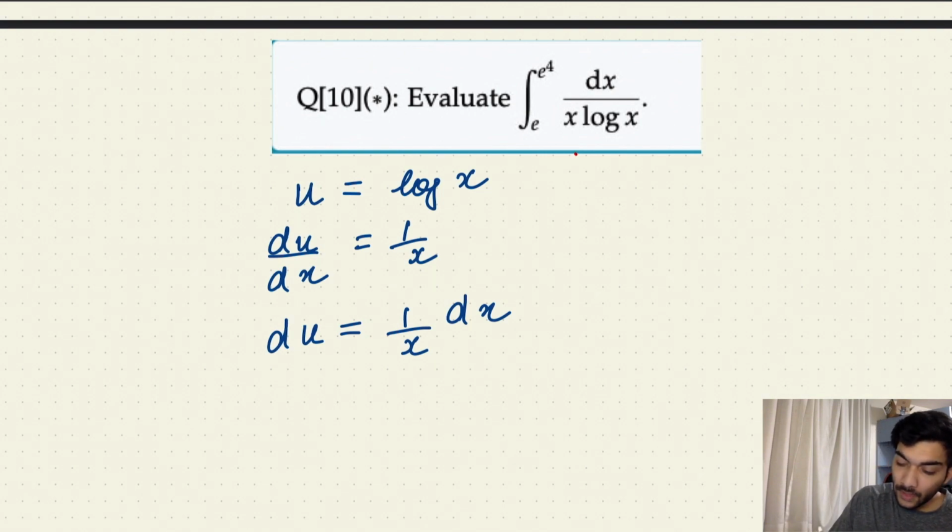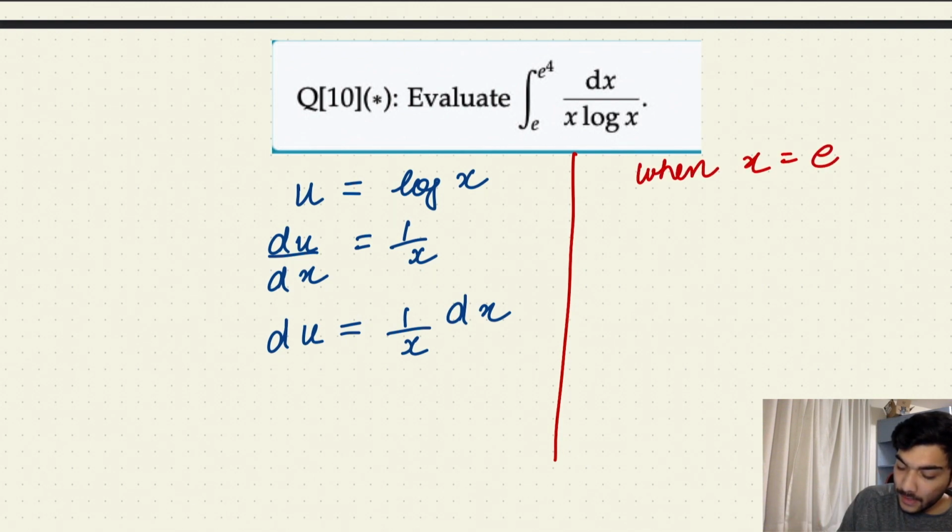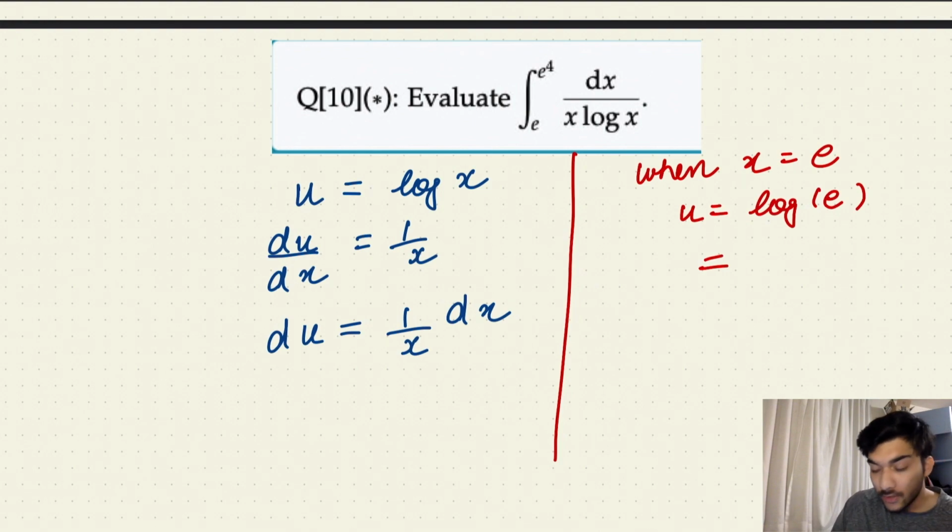So if we have to convert our endpoints, since our endpoints in this case in terms of x is x equals 0 to x equals e to the power 4, but now in order to use substitution, I want my endpoints to be in terms of u. So I know that when my x is equal to e, my u is log of e, right? And log of e, which is natural log of e, is 1, right?